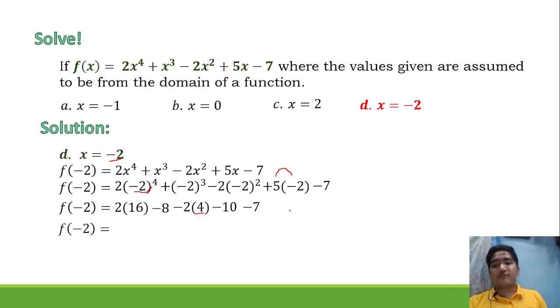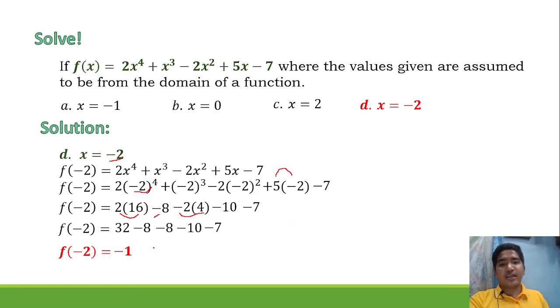Then, 5 times negative 2, that is equal to negative 10 minus 7. Next, f of negative 2 is equal to 2 times 16, that is equal to 32. Bring down muna natin si negative 8. Negative 2 times 4, that is equal to negative 8. Bring down si negative 10, bring down si negative 7. And then, 32 minus 8, minus 8, minus 10, minus 7, and that is equal to negative 1. Okay, so for our final answer dito sa ating letter D, x is equal to negative 2, we have f of negative 2 is equal to negative 1. That is our final answer.